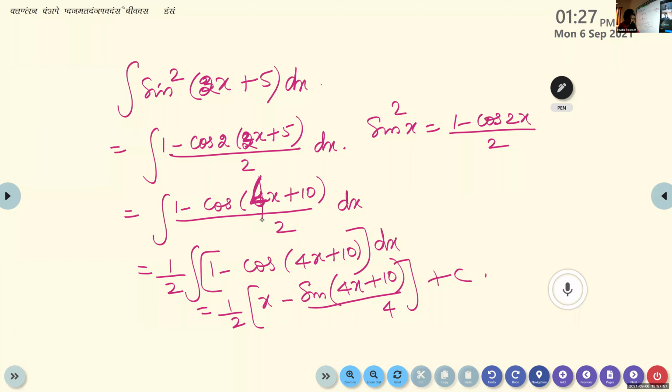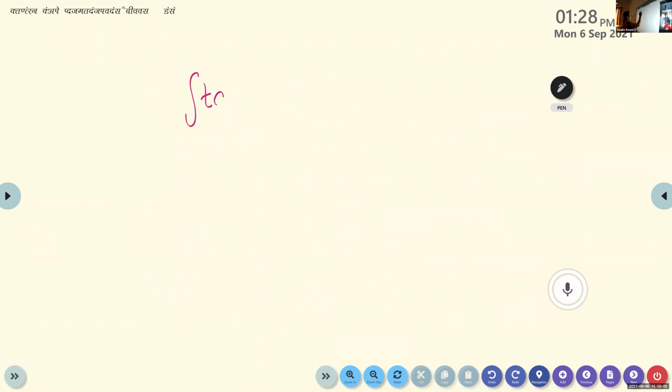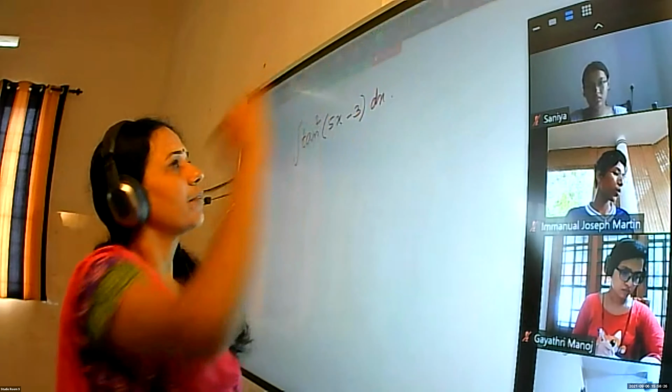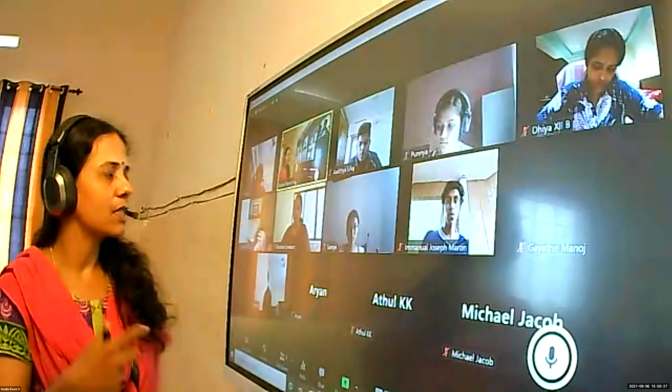Is it okay? Write the next one. Integral of tan square 5x minus 3 into dx. How to do this? Do we have any formula for the integral of tan square x?